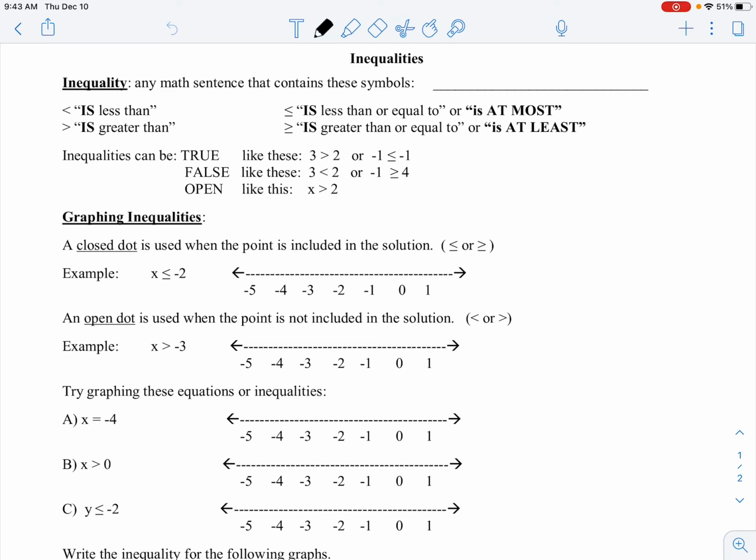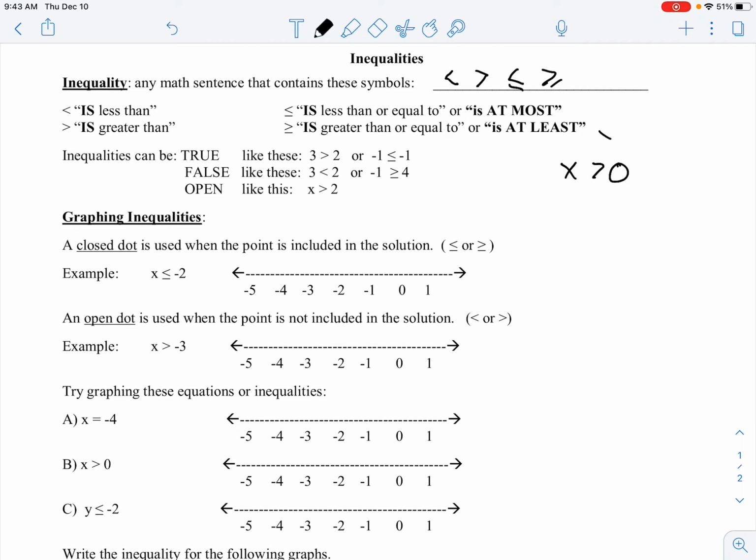So off the bat here, let's get going with defining an inequality. It's any math sentence that contains these symbols. So we're going to have less than, greater than, less than or equal to, or greater than or equal to. With an inequality, these symbols show that, let's say we have x is greater than 0.